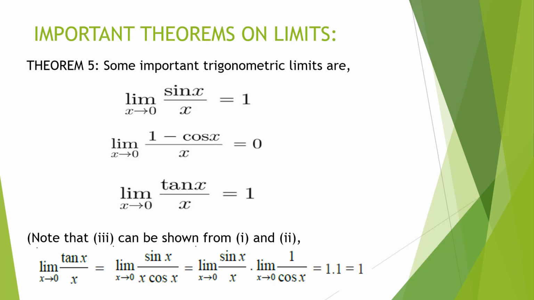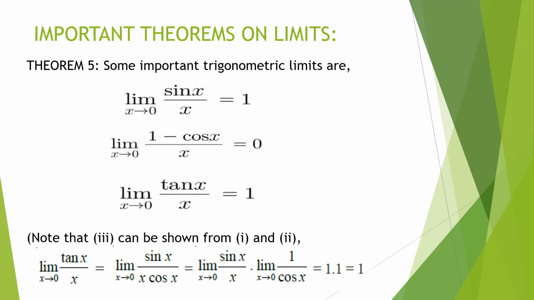Theorem 5. This gives the trigonometric functions limits. First one, limit x tends to 0, sin x upon x is always 1. Limit x tends to 0, 1 minus cos x upon x is equal to 1. And limit x tends to 0, tan x upon x is also equal to 1. Now remember, first and second are the limits for sine and cos functions. Now the third case, means the limit for the tan function, can be proved using 1 and 2.